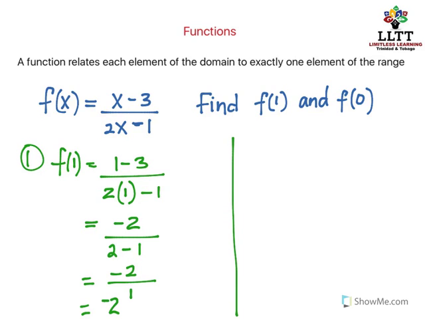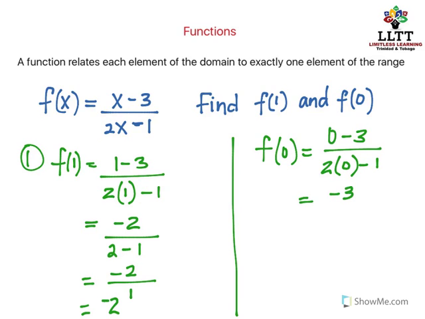My next question is I want to find f of 0. Basically, again, I want to find the f of x value when x is equal to 0. So everywhere that I see x, I'm going to replace with 0. So f of 0 is going to be 0 minus 3 over 2 times 0 minus 1. 0 minus 3 is negative 3, divided by 2 times 0 is 0 minus 1. So I have negative 3 over 0 minus 1 is negative 1. And two negative numbers divided by each other becomes a positive number. And 3 divided by 1 is 3. So my answer is 3.